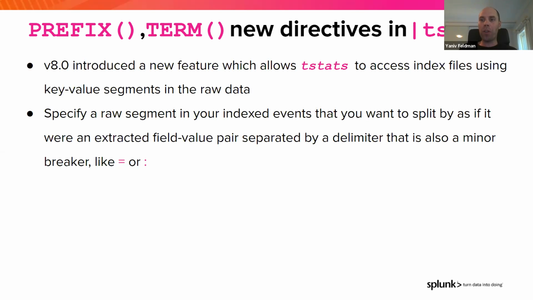Now, since we don't have too much time to cover this in a very technical talk, I'll try to keep it short and say that it allows Splunk to use the index files to fetch information as if it had accessed the raw data, without really accessing the raw data. So the way it works is that it allows us to specify raw segments in our indexed events. We can use those segments to either split our events, extract fields or field value pairs out of our events, or just filter them.